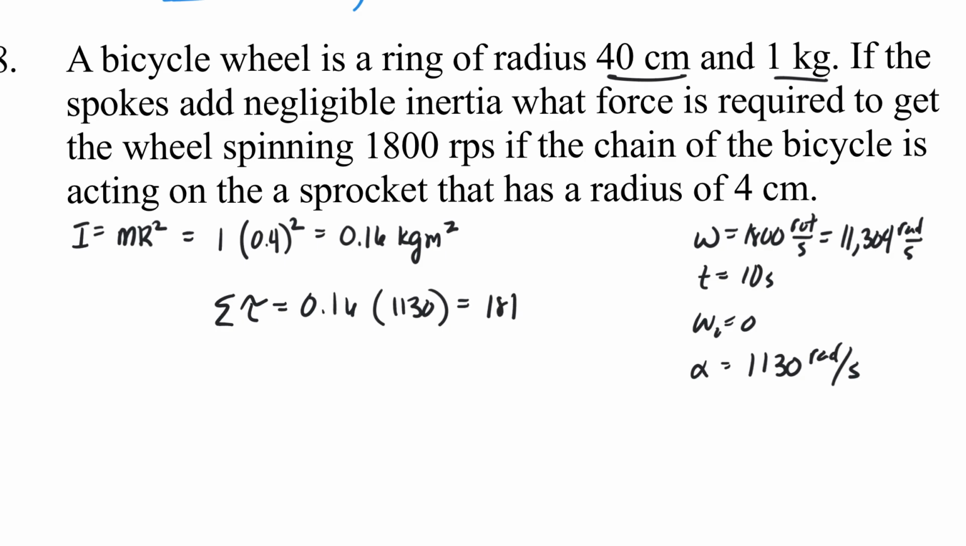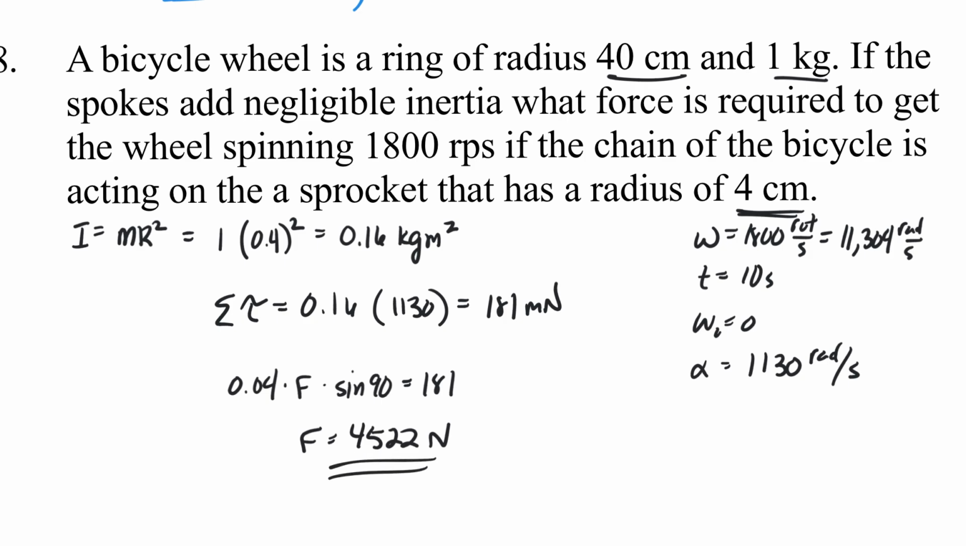that's 181 meter newtons. So the force is being applied 4 centimeters from the pivot point, so 0.04 times F times the sine of 90. Because it's a sprocket, it's going to act like a pulley, so the force is being applied perpendicular to the radius, and that's going to have to equal 181. So, big step up in force there, 4,522 newtons.